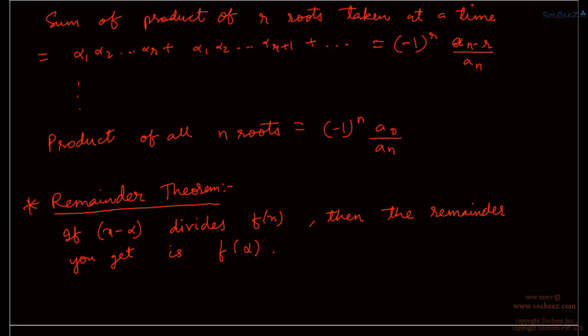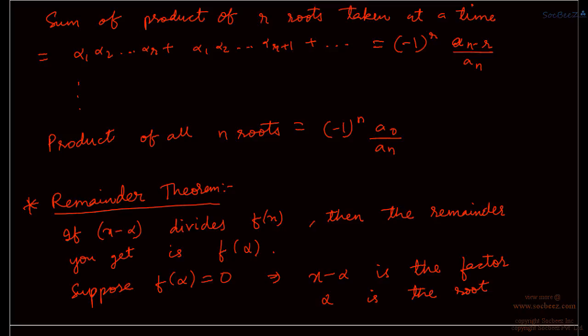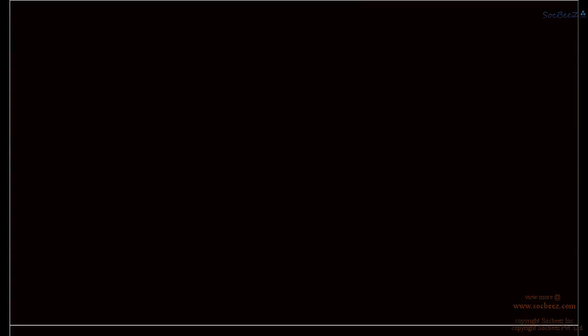Now the most important result from this is that suppose f of alpha is 0, right? Then you get that x minus alpha is a factor, or in other terms, alpha is the root of the equation, right? So this is the result from the remainder theorem. The remainder theorem states that if x minus alpha divides f of x, then the remainder you get is f of alpha, and in case f of alpha is 0, then x minus alpha is a factor or alpha is a root.